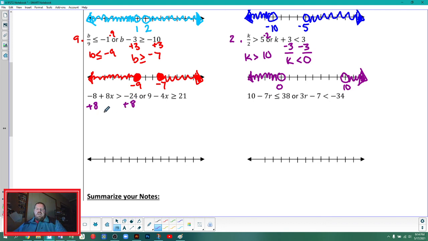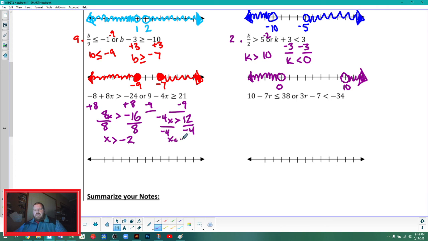On this one, I'm going to add 8 to both sides, and then I'm going to have to divide by 8. I see that coming. Negative 24 plus 8, that's going to be negative 16. I'll divide both sides by 8, and I'll get x is greater than negative 2. On the other one, I'm going to subtract 9 on both sides, and I get negative 4x is greater than 12. Divide by negative 4. Now I am dividing by a negative, so I'm going to have to flip my inequality. Less than negative 3.